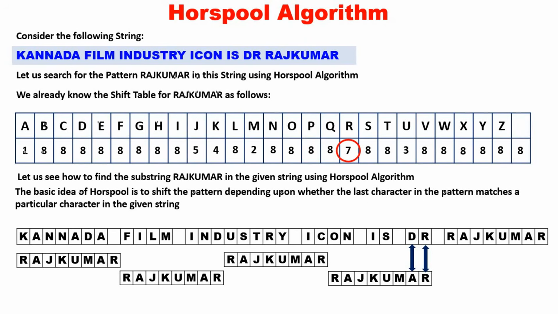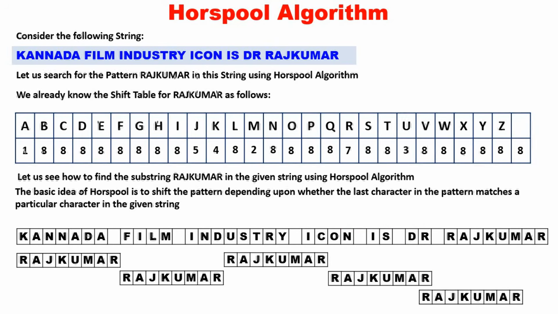You should not take the shiftable value of D. Instead you should take the shiftable value of R, the last character's shiftable value. That is 7. Meaning Rajkumar should be shifted to the right by 7. 1, 2, 3, 4, 5, 6, 7. Yes, Rajkumar is shifted to the right by 7.